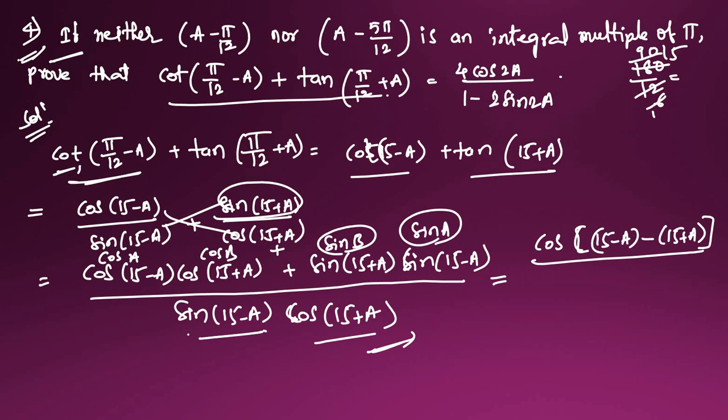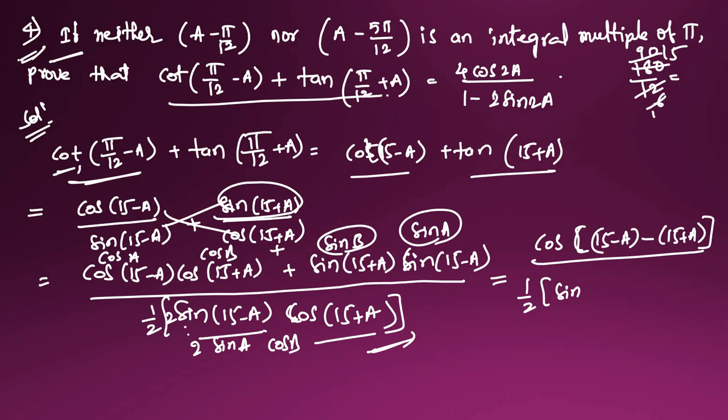So we'll do one thing here. I will multiply by 1 by 2, and I will multiply with the 2 and divide with the 2. So this is 2 sin a cos b, which will become 1 by 2 into sin of (a plus b) first, and after that sin of (a minus b).